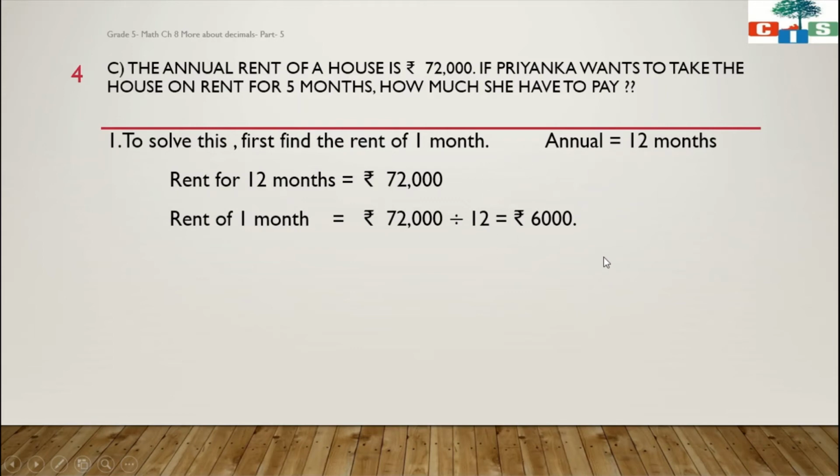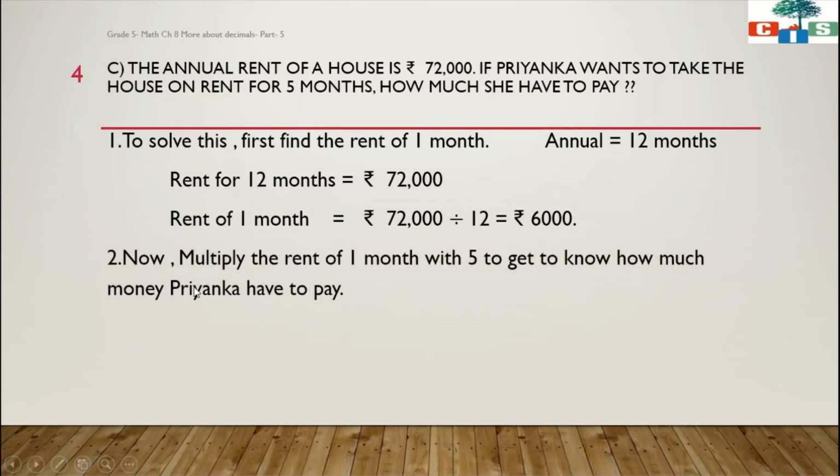Now our next task is that, scholar, we have to find rent for 5 months. So what we have to do? We have to multiply rent of 1 month with 5 to get the rent for 5 months. See, now multiply the rent of 1 month with 5 to get to know how much money Priyanka has to pay. So let's see, 6,000, which is rent of 1 month, multiply by 5 because Priyanka wants to take the house for 5 months only. So we have to multiply with 5.